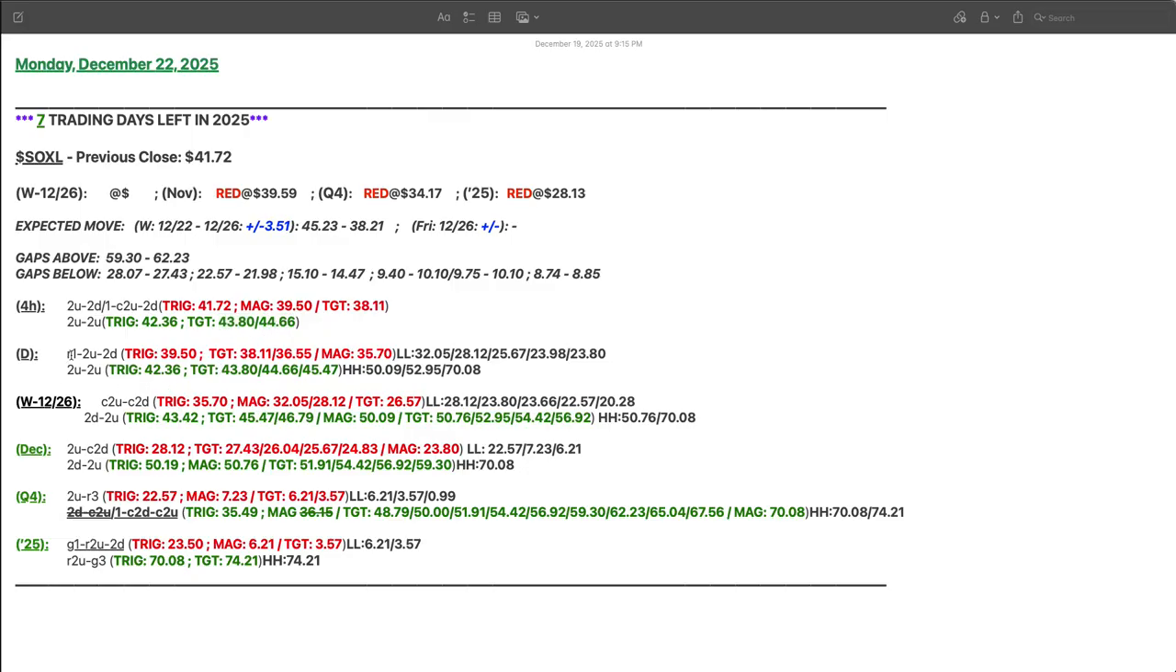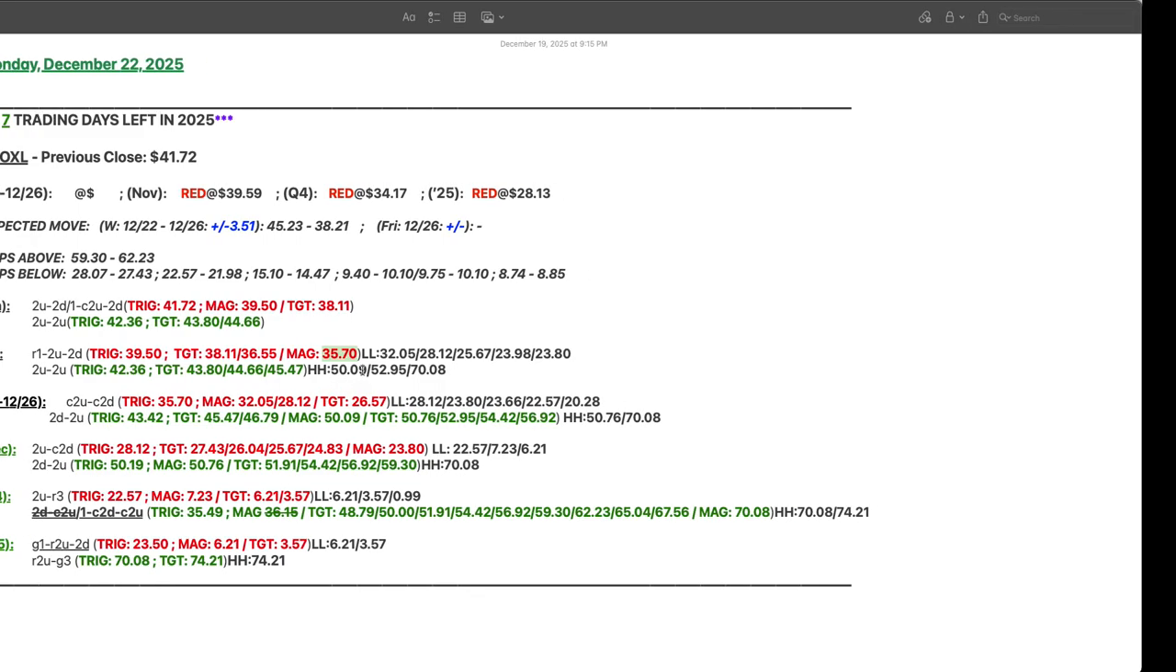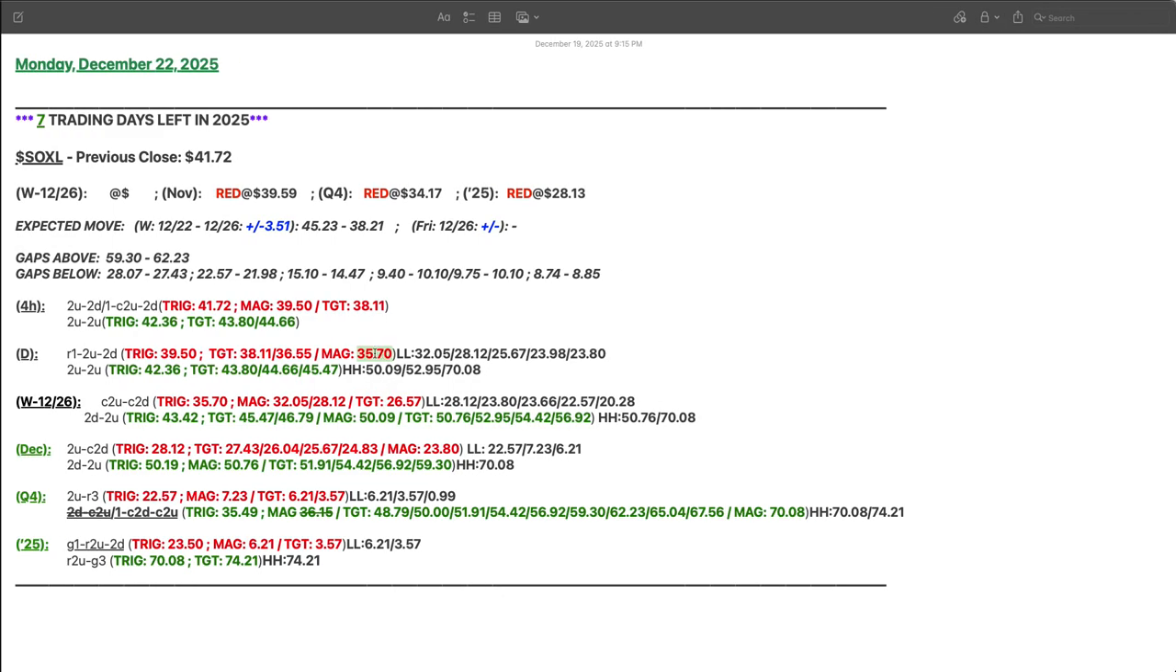We talked about on the day, if we go to the downside, that triggers that 1 2 up, 2 down at 39.50, magnitude of 35.70. Now, because we're kind of in the middle of a trend change, more sideways action, that'd be a decent sized move to make in one day. Not saying we can't do it, we've done it before, but just keep in mind that it is a big move. So on the way down, we do have 38.11, 36.55 as possible bounce points. But again, the full magnitude of that move to the downside would be 35.70.